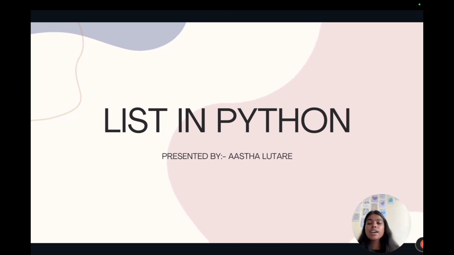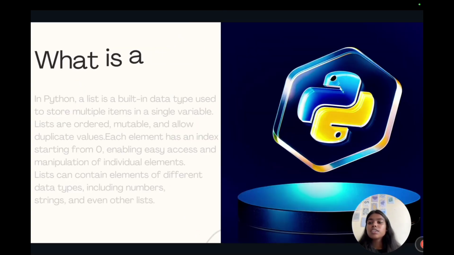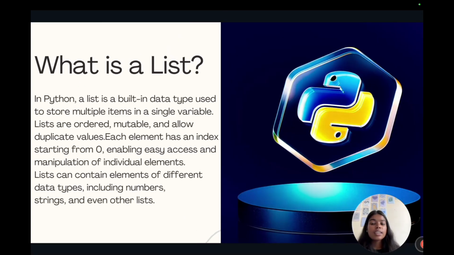So, let's start with a brief introduction. What is a list? In Python, a list is a built-in data type used to store multiple items in a single variable. Lists are ordered, mutable, meaning changeable, and allow duplicates. Each element has an index starting from 0, enabling easy access and manipulation of individual elements.